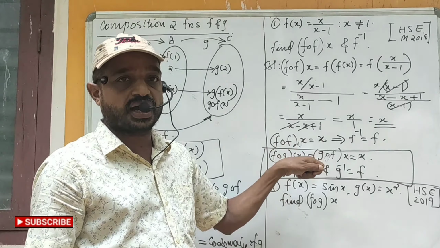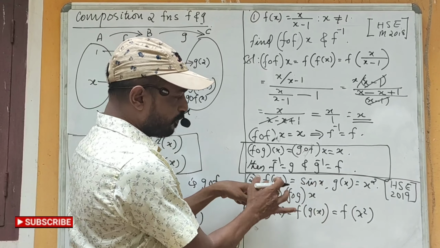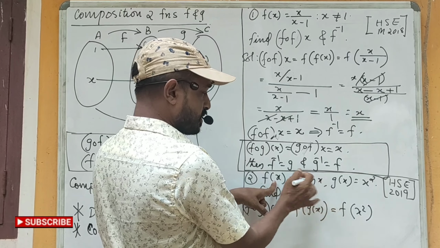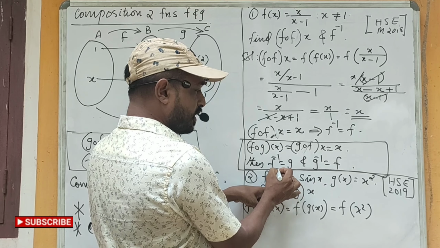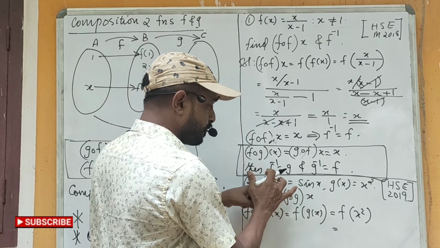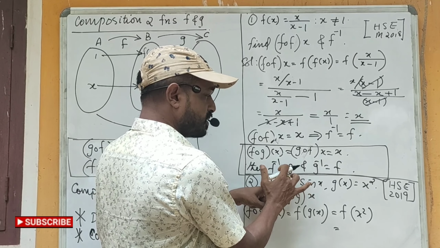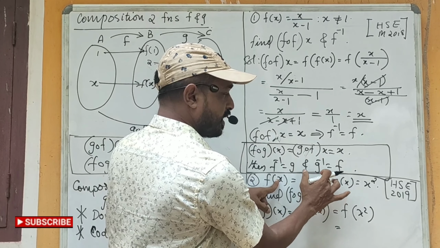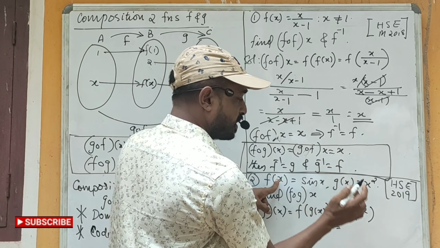How will you write f of x square? It is written from the function f of x. f of x is equal to sin x. So what will be f of x square? Just replace x by x square. Then you will get sin x square. You see, it is sin of x square. It is not sin x whole square, but it is sin of x square.